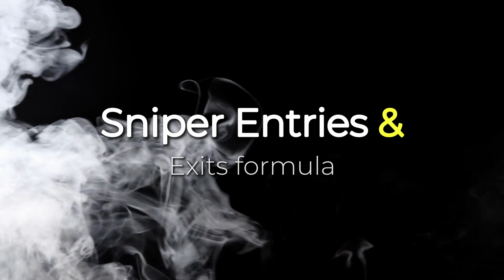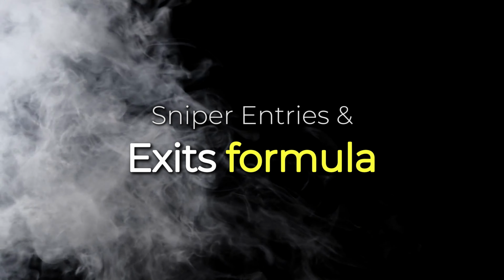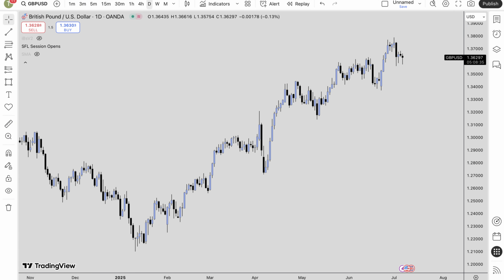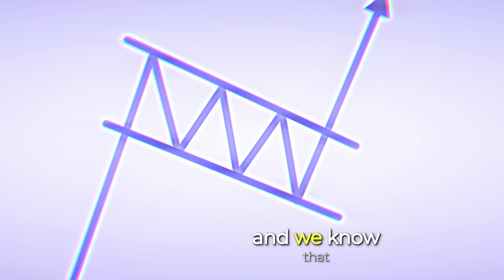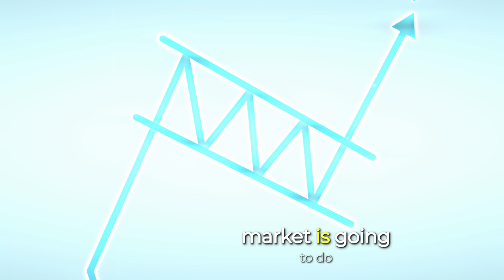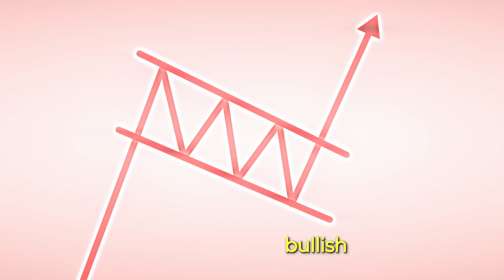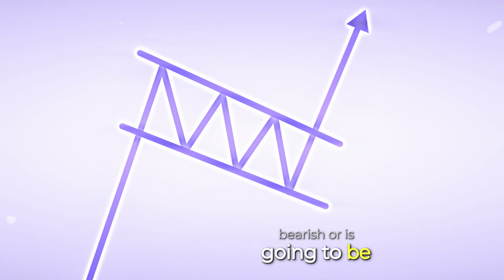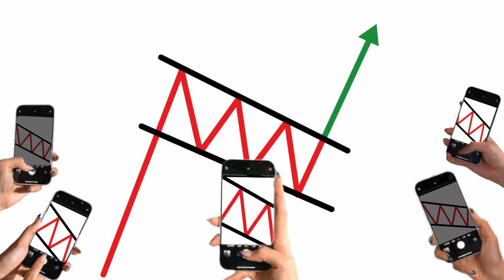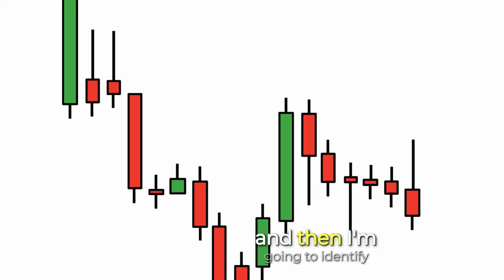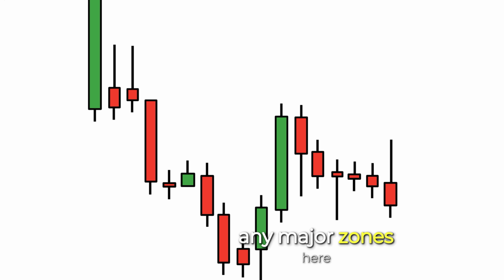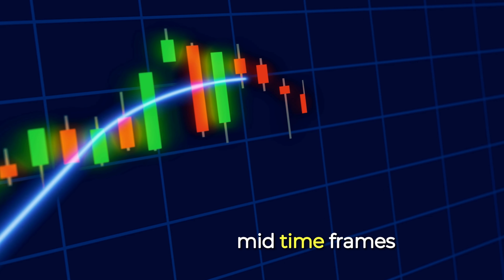So let's quickly break down 3 time frame strategies that I use to enter and exit trades. The higher time frame for my directional bias. And here I'm looking at the daily or the 4-hour chart. Now what I'm looking for is a clear trend. And we know that there are 3 things that the market is going to do. It's either going to be trending bullish, bearish, or it's going to be consolidating. So that is what I'm looking to identify on the daily or the 4-hour, and then I'm going to identify any major zones here.